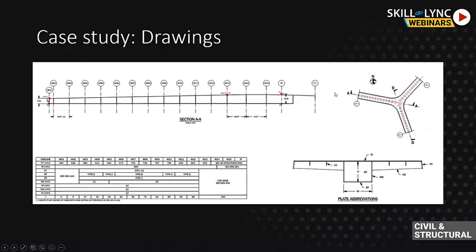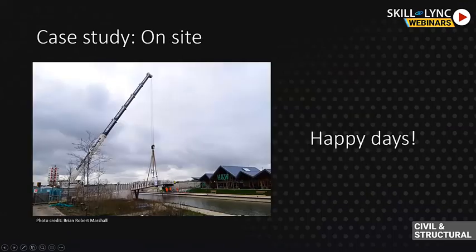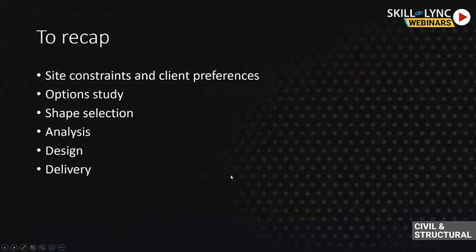And then the delivery. You draw each span and you specify plate sizes to communicate that to the contractor. And this is not the bridge that I was talking about. I had to give you a different picture, but happy days, that's the happiest you'll ever be, where your bridge lands on site, everything is safe, you can stand, you can jump on it, and it's really, really satisfying to see the bridge built on site. So to recap, we talked about the site constraints and client preferences, how we decide between different options, select the shape, and go through this design loop that we've discussed numerous times already.